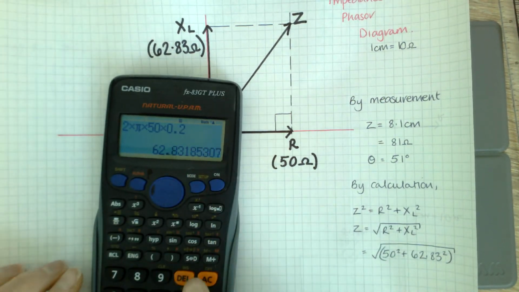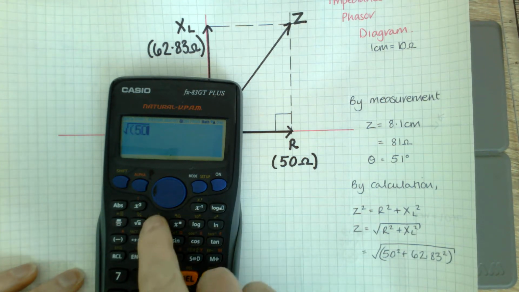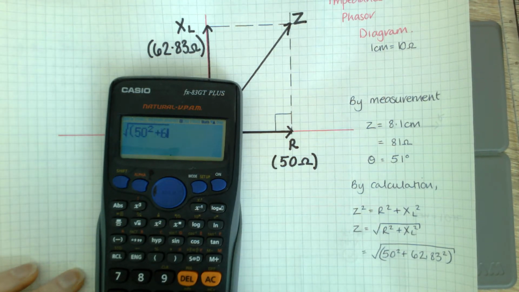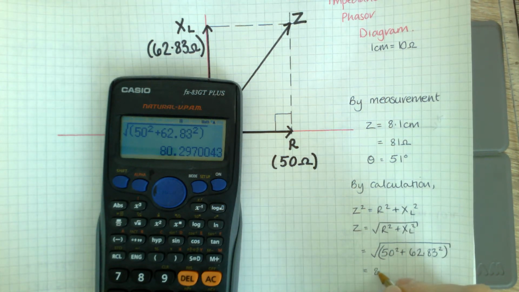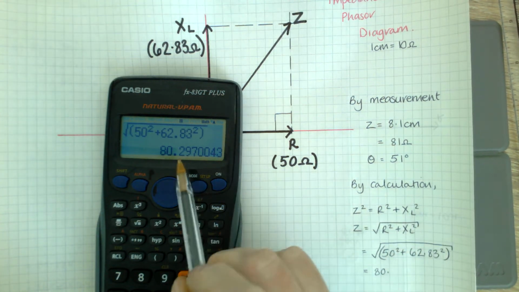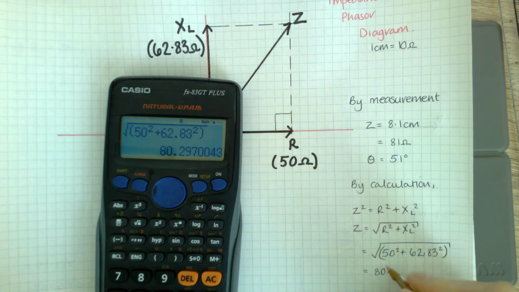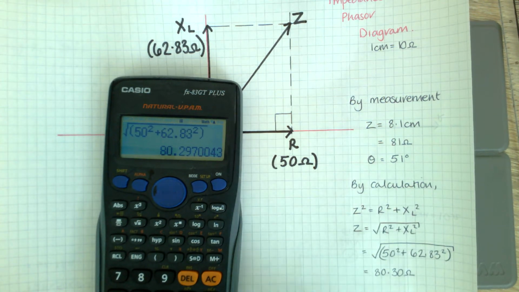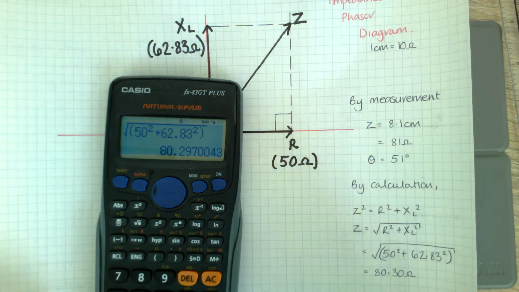So on my calculator, the square root of 50 squared plus 62.83 squared. And I'm getting 80.29, rounded to four significant figures, which rounds up to 80.30. So that's 80.30 ohms, which is very similar to that 81. That's probably about as good as I could measure.